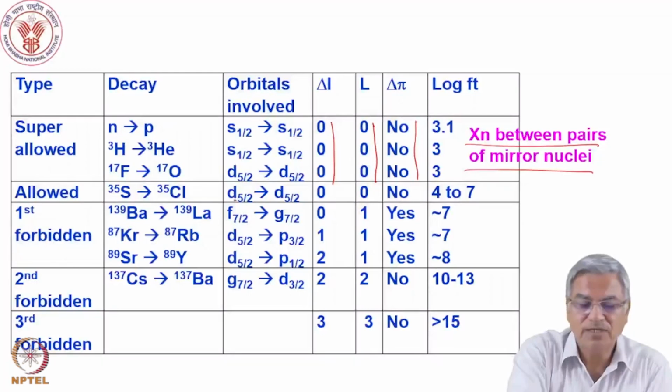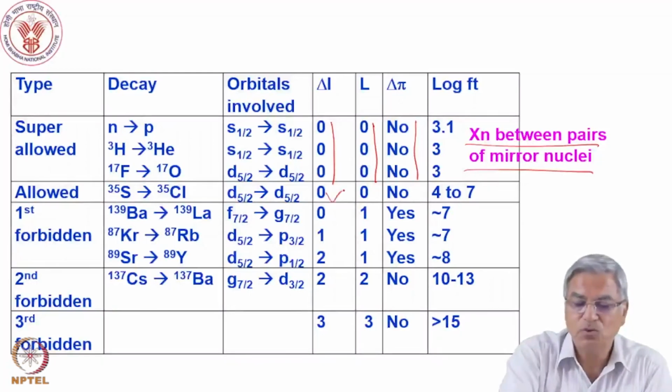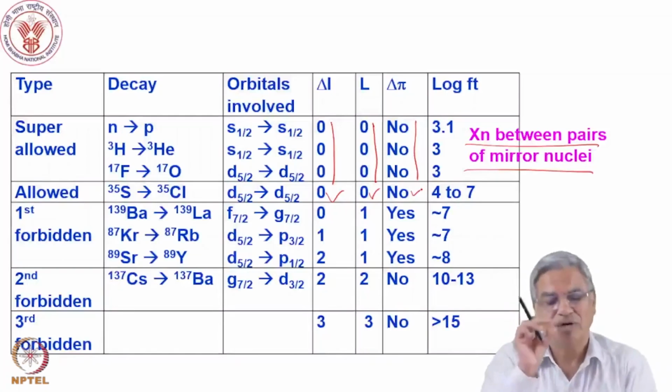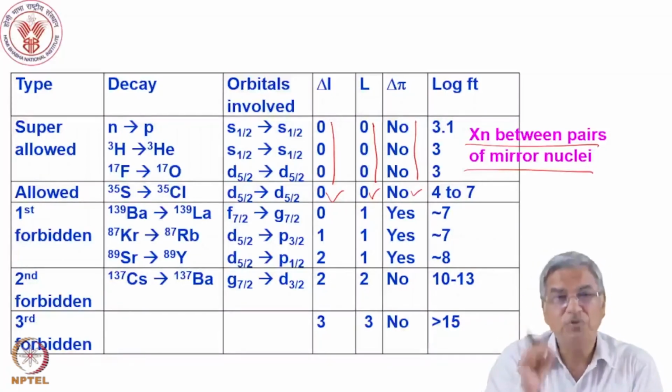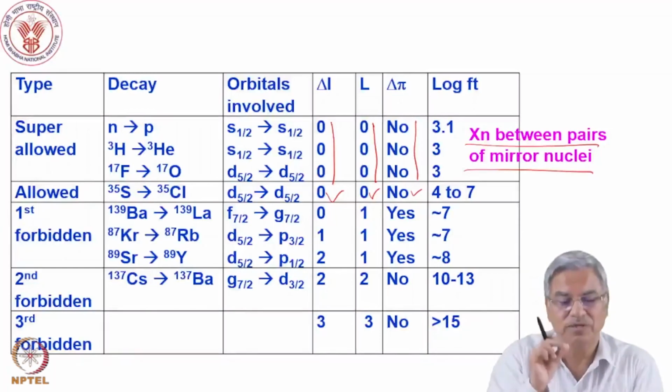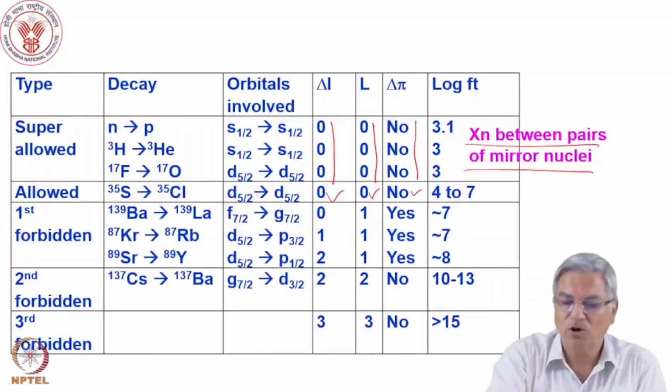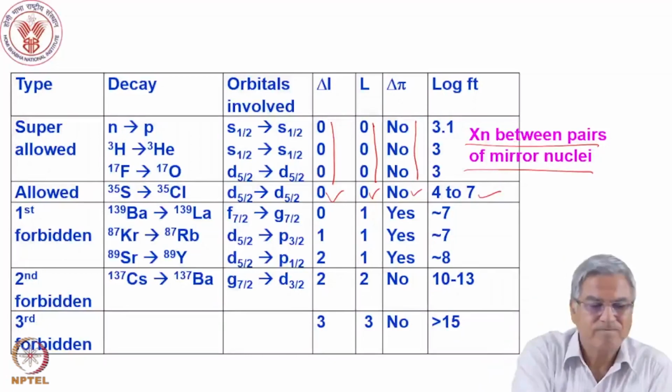Whereas in the case of allowed transitions, delta I is 0, but the proton and neutron need not necessarily occupy the same orbital. Therefore, delta I is 0, L equals 0, and no change in parity, but the log ft values are higher than 3, in the range of 4 to 7.